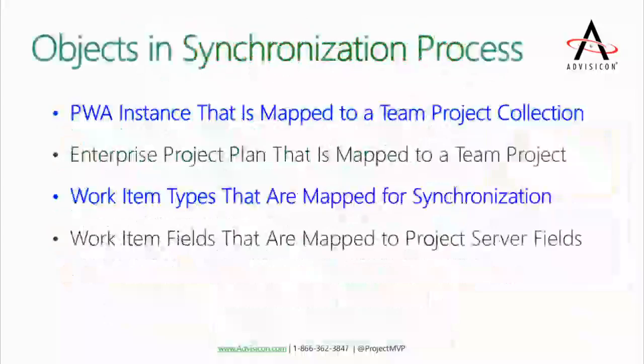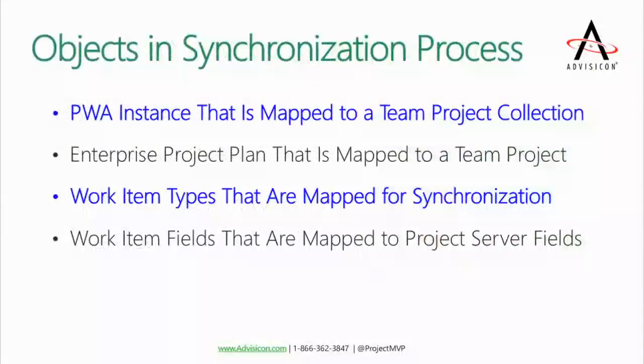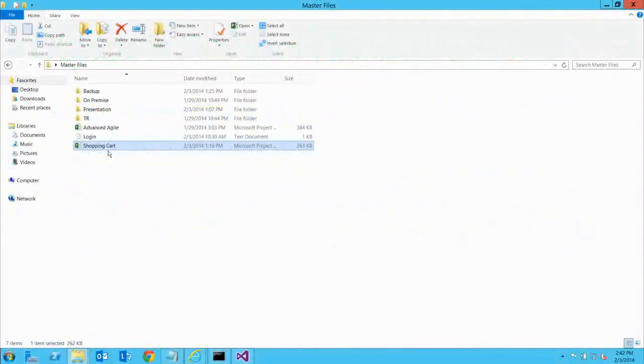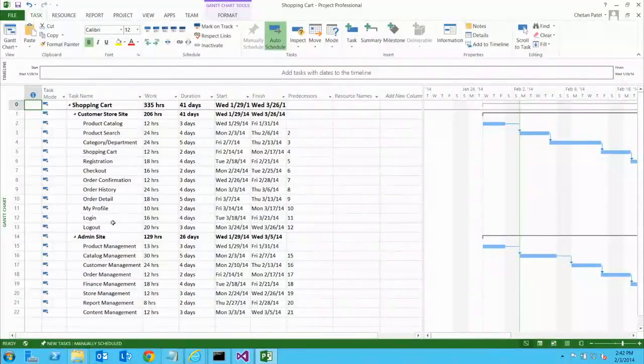So let me get that in the right place here, and let's go ahead and do it. Chaitan, go ahead and pop over, and let's walk them through Project connecting to online versus on-premise. Everything we're going to do is online. I'm going to open the existing schedule, which is shopping cart, which has two different sets of tasks, one for the customer store side and another one for the admin side. What I have here is just a list of features, nothing deeper, like how the dev team is going to build it, who is a tester, and so on.